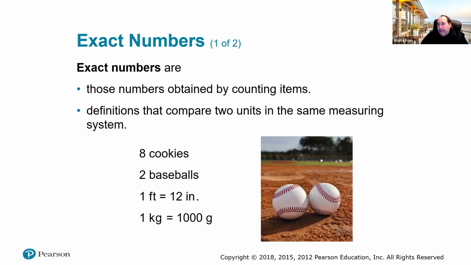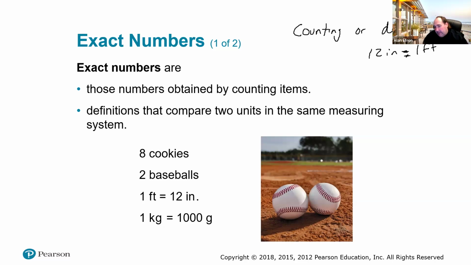And an exact number is basically determined one of 2 ways. You could determine it by counting, or a definition, like 12 inches equals 1 foot. What is counting? The classic example is, in most books, they have a picture of a basket of apples. And if you had a basket of apples, you would not do any weird experiment to figure out how many apples you have. You would just simply count how many apples you have.